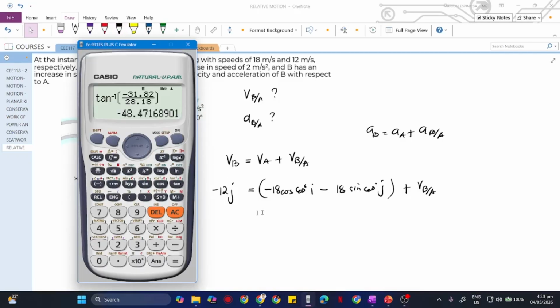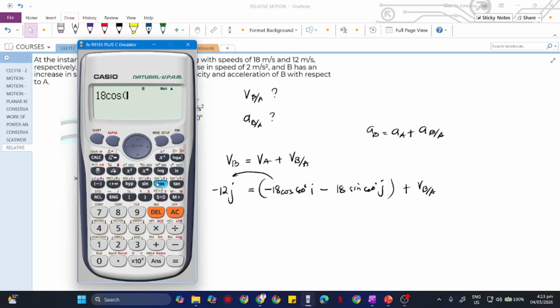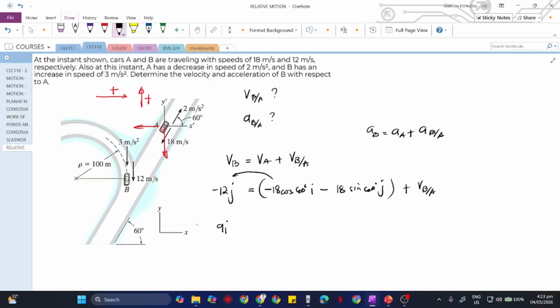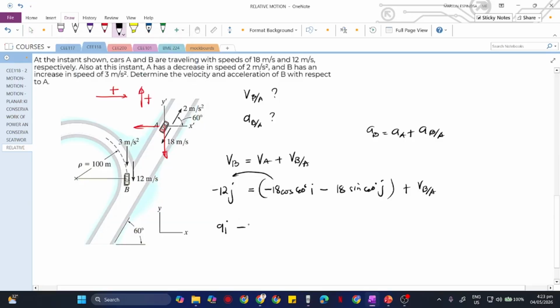So, we have here negative. Let's transpose this. It becomes positive I. So, that is 18 cosine of 60, and that would give us 9. This becomes 9I. Negative then becomes positive. So, let's try negative 12 plus 18 sine 60, and that would give us negative 3.59. Okay, negative 3.59J.